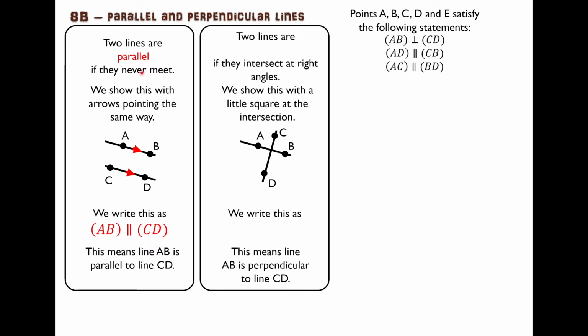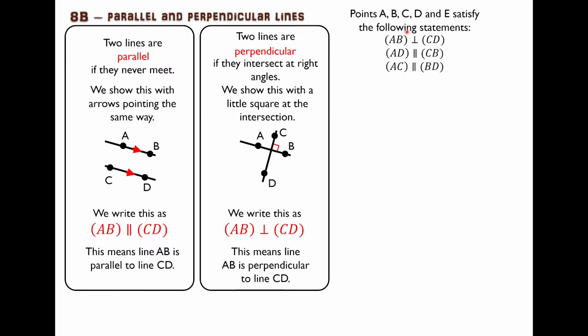And I suppose the opposite of being parallel is that two lines are perpendicular if they intersect at right angles. So they intersect, which means they cross, and they cross at 90 degrees. We can show this with a little square at the intersection to show that this angle here is exactly 90 degrees. We write this very similar. This is saying that AB is perpendicular to CD. So line AB, this symbol means is perpendicular to CD.